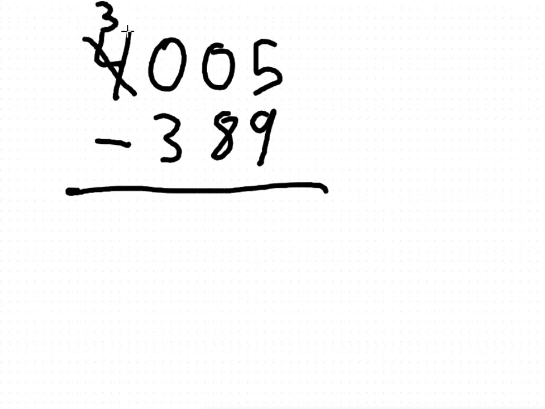I make this into a 3. I take that extra 1, bring it here. Now this 0 can borrow from here. So I cross out the 10, turn it into a 9. I make this a 10. Now I can borrow from this 10. Make that a 9. Make this a 15.